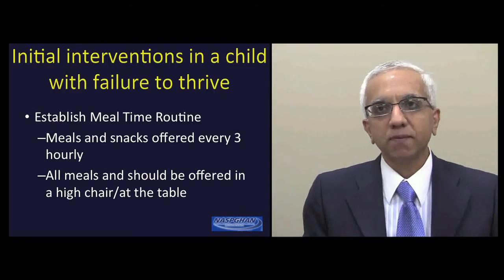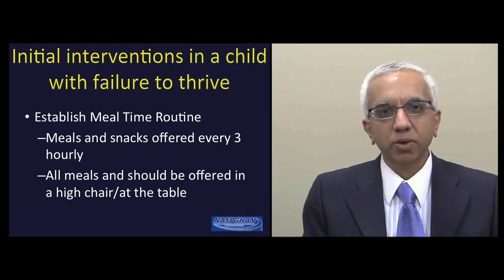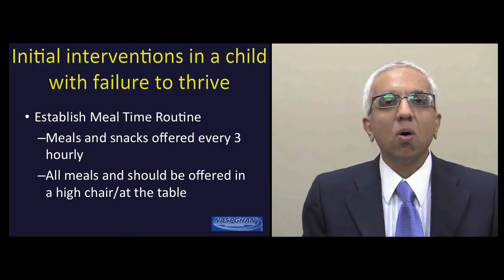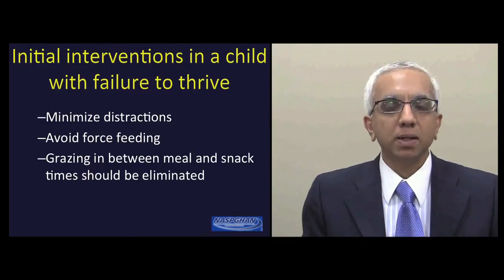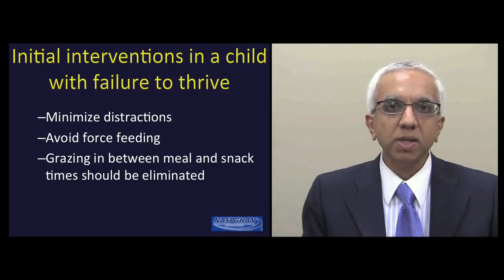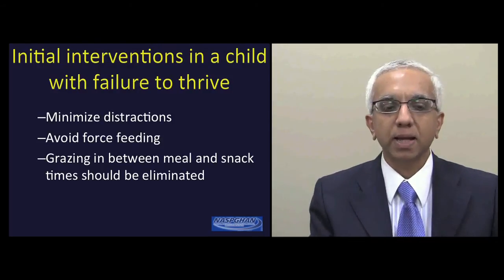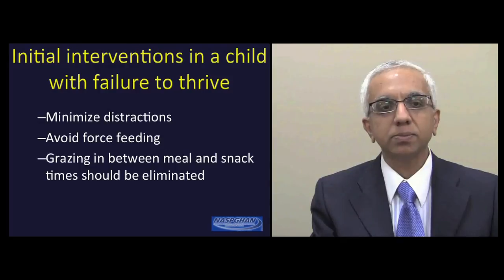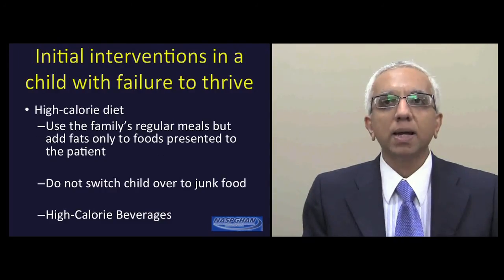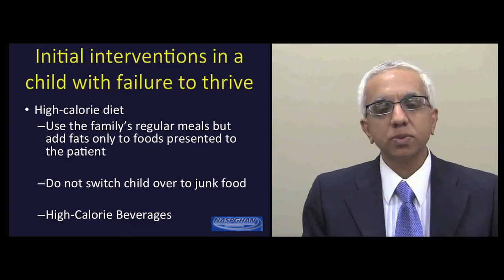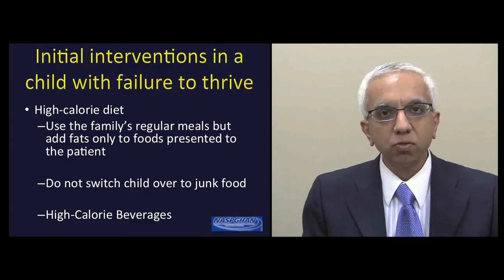Repeating the initial interventions for a child with failure to thrive. The child should be offered meals and snacks every 3 hours. All meals and snacks should be offered in a set place. Distraction should be minimized. No TV, playing games while the child is eating. Avoid force feeding. Grazing in between meal and snack time should be completely eliminated. Again, high-calorie diet using the principles outlined before. Do not switch the child over to junk food.